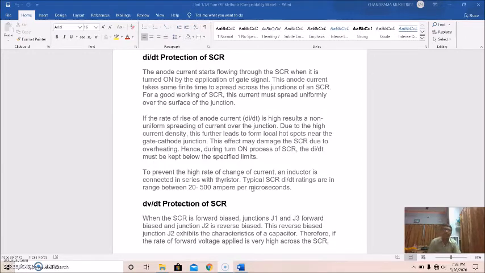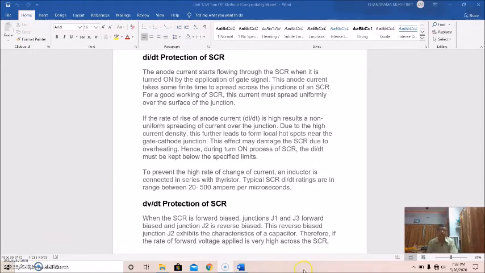So due to high current density, this further leads to the formation of local hotspots near the gate cathode junction. This effect may damage the SCR due to overheating. Hence, during the turn on process of the SCR, this DIDT must be kept below the specified limit, otherwise this local hotspot may cause permanent damage to the SCR.